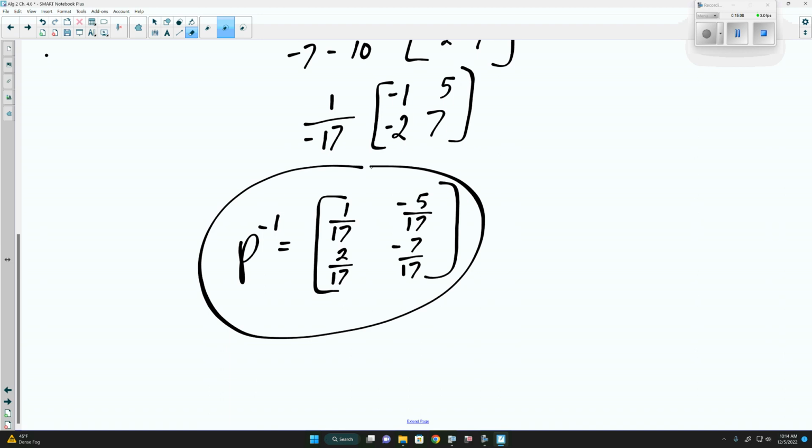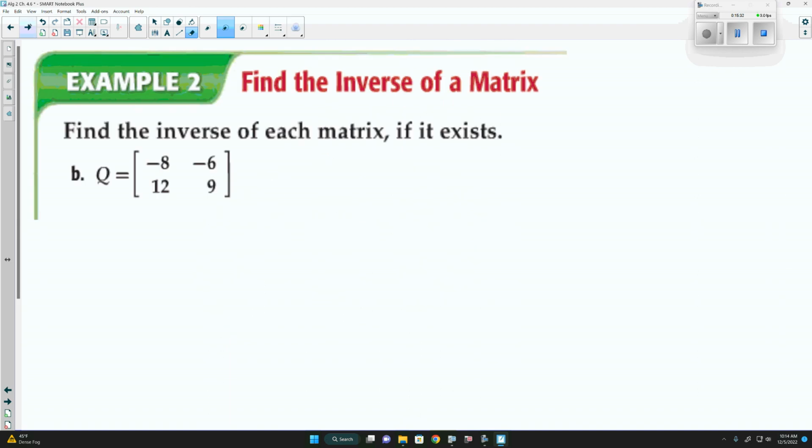That's it. So p to the negative 1 for this here, we call it p inverse because we know it's the inverse of the function. Questions on this here? All right. Let's do this next one here.